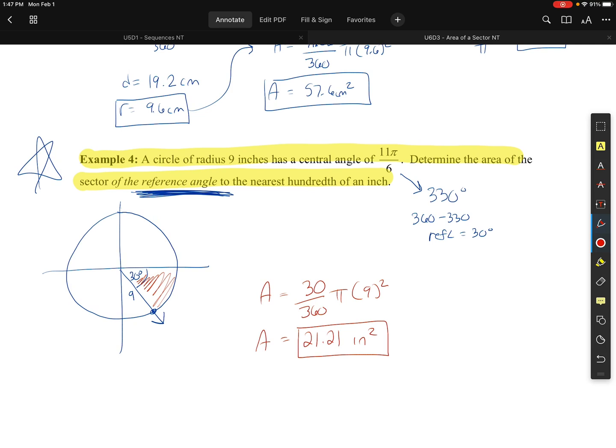And if you wanted to, I keep throwing this out there, the reference angle, if we were talking about radians, would be pi over 6. So area would equal 1/2 pi over 6 times 9 squared. And that gives us the exact same area as this.